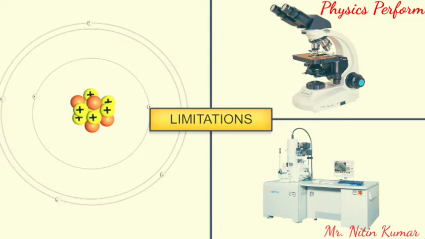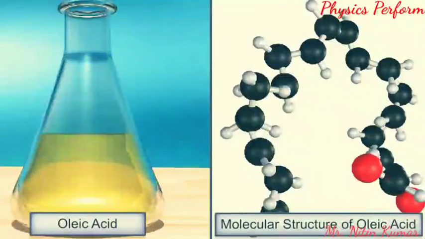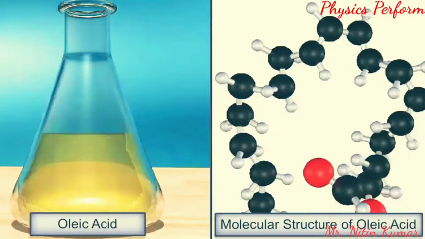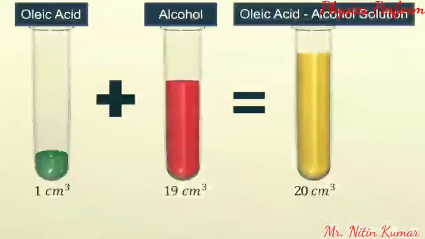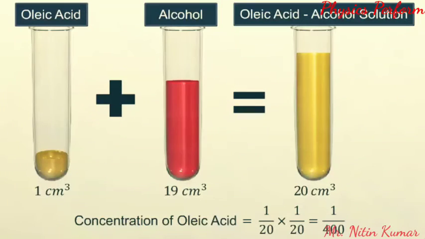We can use a simpler method to estimate the size of a molecule. Let us take some oleic acid. Oleic acid is a soapy liquid with large molecular size, of the order of 10 power minus 9 meter. To start with, we prepared 20 cc of alcohol-oleic acid solution with 1 cc of oleic acid in it, and dissolve 1 cc of this solution in alcohol to dilute it to 20 cc. This makes the concentration of oleic acid a 400th part of the solution.